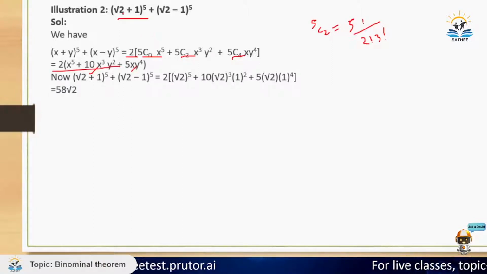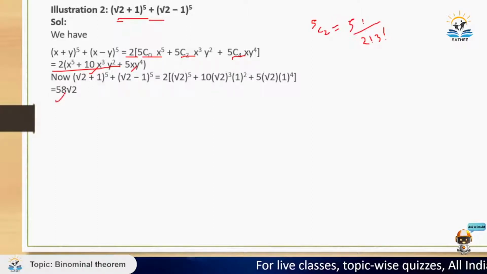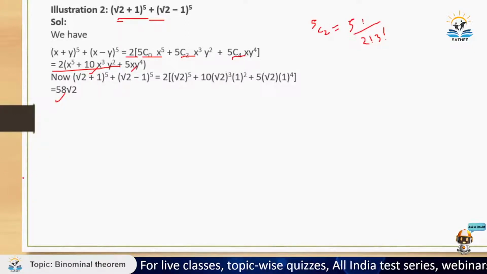Now you can put the values of x and y. x is equal to root 2 and y is equal to 1. Putting the values, you will get your final answer as 58 root 2. Okay? So this is the normal binomial expansion, how you expand binomials. This is the normal way. So I hope you got it.